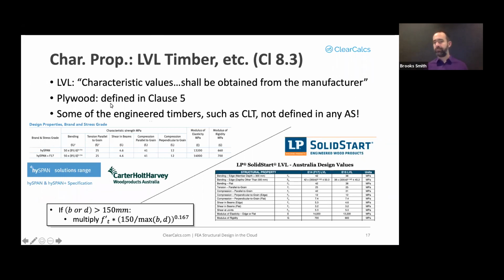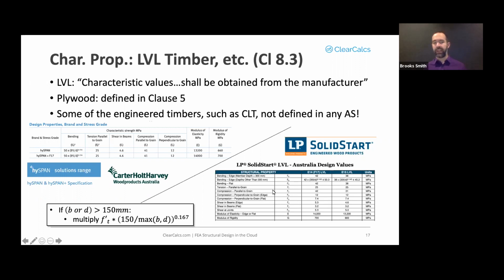For plywood, see clause 5. That just defines everything in that clause. There are some engineered timbers, such as CLTs, which are not defined in any Australian standard, unfortunately. If you're trying to design with a CLT, you have to do performance-based design right now. Unfortunately, there is no Australian standard supporting it yet. The committee is in the process of working on adding those, but it's going to be a bit of time until we have a standard that defines CLTs.